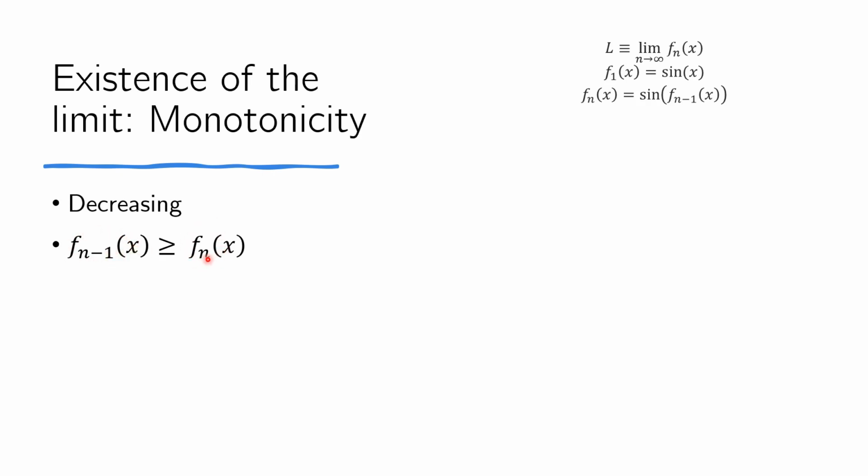sub n. And if we look at the definition we have here of the sequence, we can replace f sub n with sine of f sub n minus 1. And when we do that, we get this inequality. If you look at that more closely, we can collapse f sub n minus 1 of x into just theta. And so we have this inequality. We just have to show this inequality then.